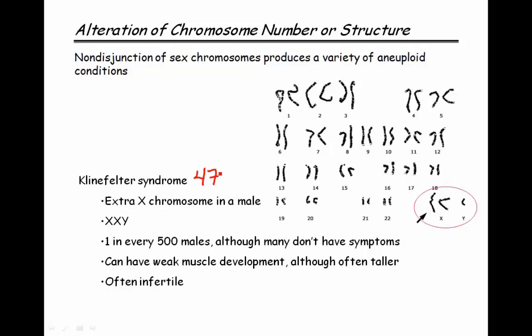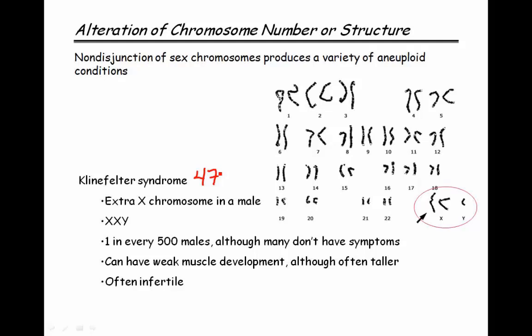With these, because the hormones sometimes are a little bit off, there's often a fertility issue. So if someone later in life was having some fertility issues, if they went to a specialist to have that investigated, that might be when they find out that they actually have Klinefelter syndrome.